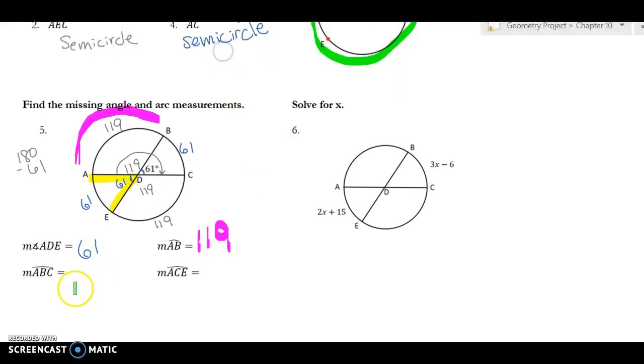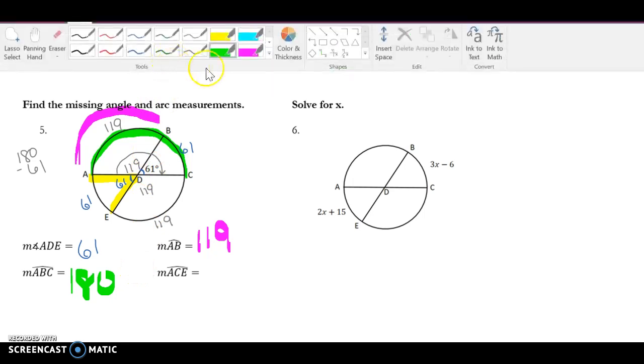Okay, let's go to green. So arc A to B to C. So I have to go the shortest distance from A to B to C. Now, I passed the 119 and I passed the 61, so I can add them up. But you could also recognize, oh, that's just a semicircle, so it's 180. So you can do it either way.